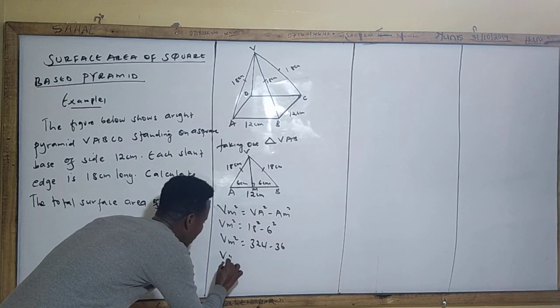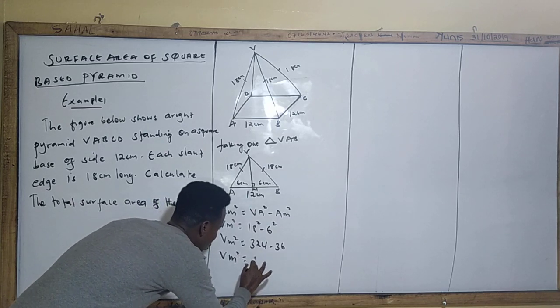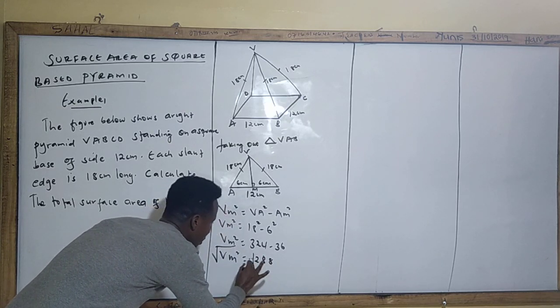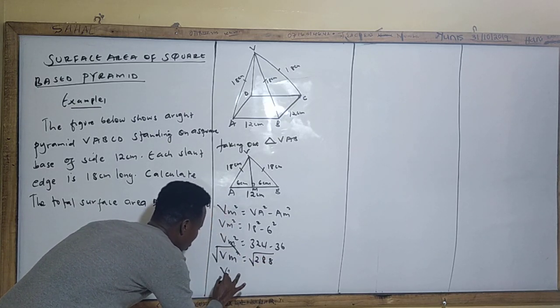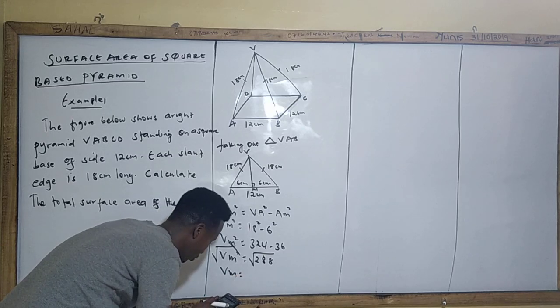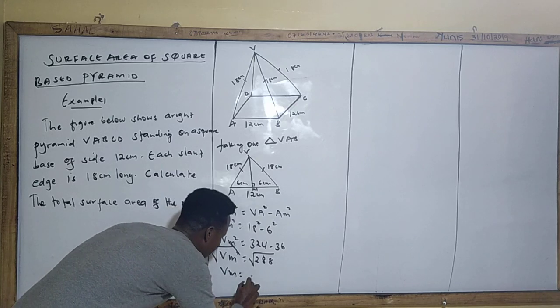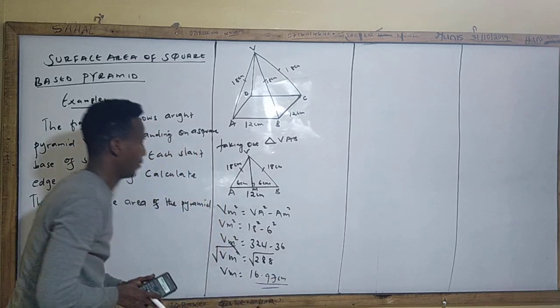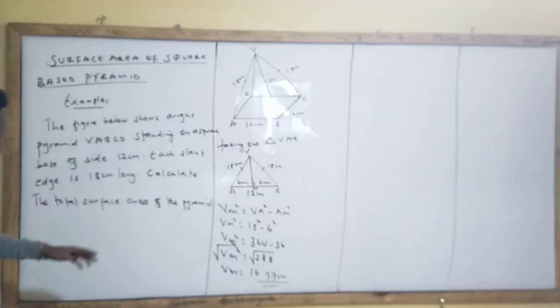So I will have Vm squared is equal to 288. Then to get Vm, introduce root here. Introduce root here also, and the root cancels. So Vm therefore is equal to the root of the answer, 16.97 centimeter. So you have gotten the height of the triangle.